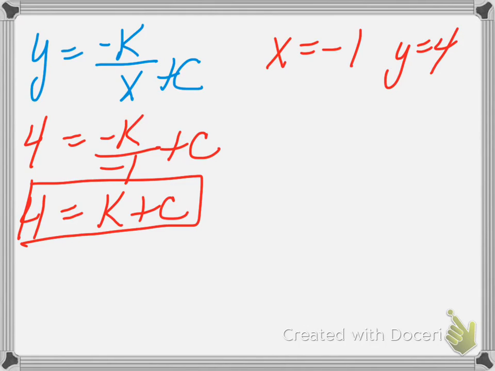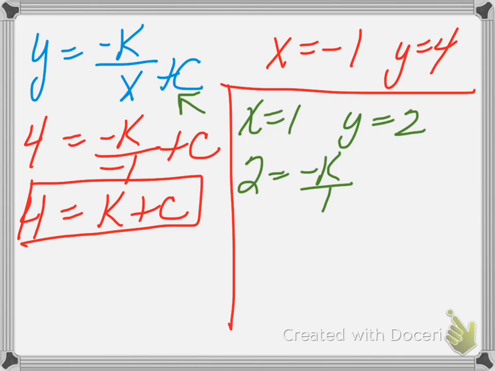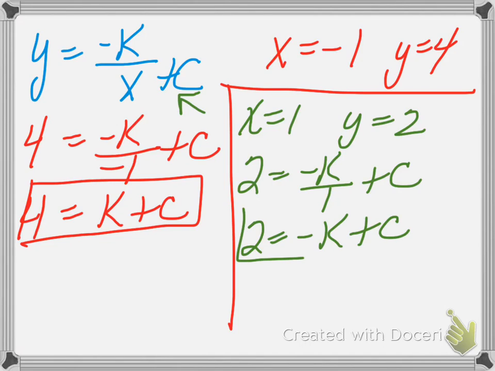Okay, now I'm going to make a little box here. Use some other information that I was given, such as the fact that when x equals 1, y equals 2. So I'm going to substitute these values into here, and I'm going to get 2 equals negative k over 1 plus c. So that means that 2 equals negative k plus c.